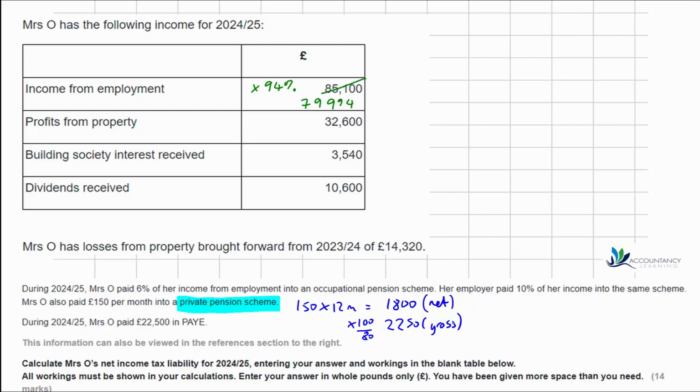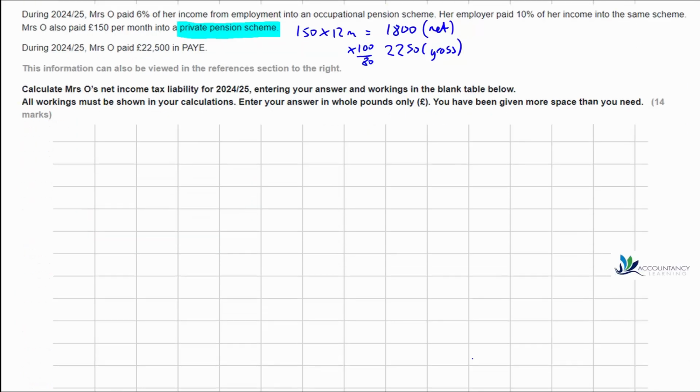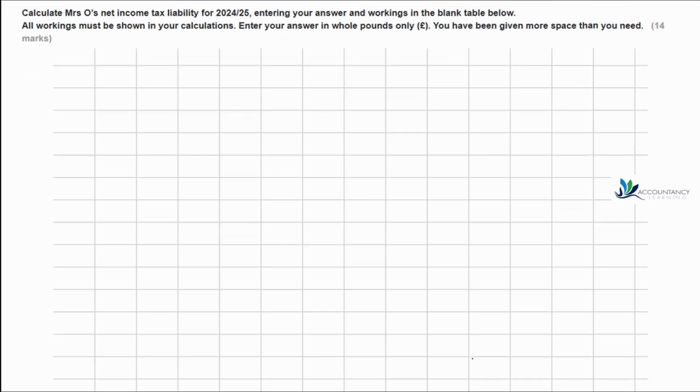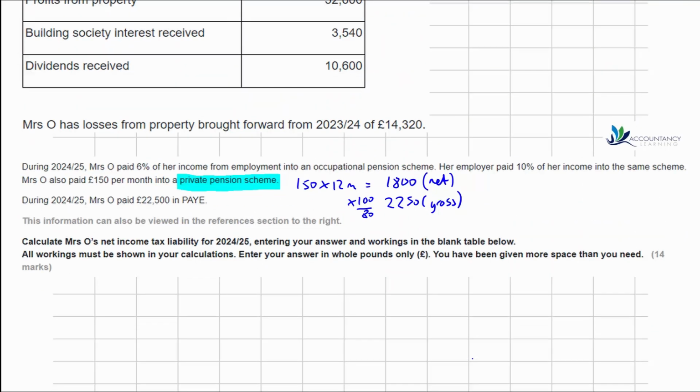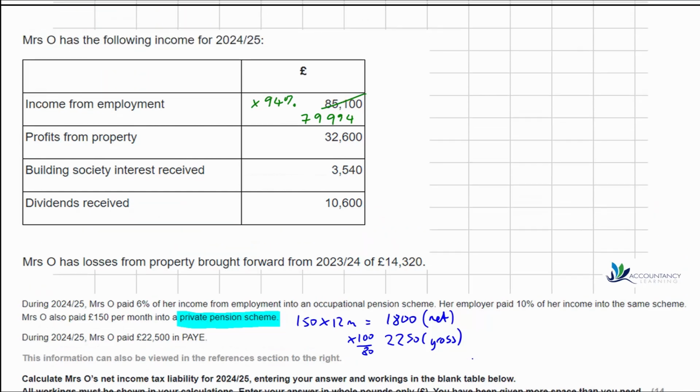We're also told that during 24-25, Mrs. O paid 22,500 in PAYE. So we need to calculate Mrs. O's net income tax liability for 24-25, entering our answer into the table below. We need to make sure we show all our workings. So for this particular briefing then, we just have our standard blank bit of paper here for us to scribble on, but in the exam you're given a table to put your workings into.